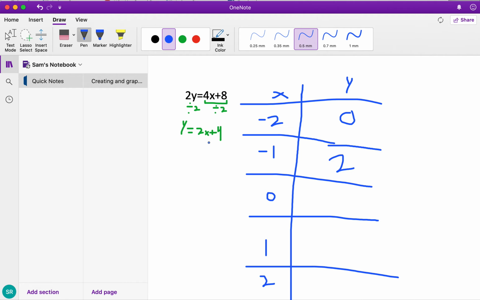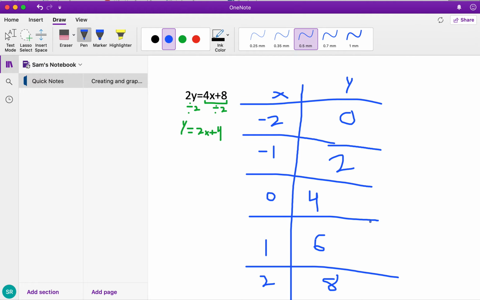If we have 0 for x, then y would equal 4, right? Because 2 times 0 is 0, 0 plus 4 is 4. If x is 1, then we get 2 plus 4 is 6. And if x is 2, then 2 times 2 would be 4 for our x. 4 plus 4 would be 8, which would be our y.